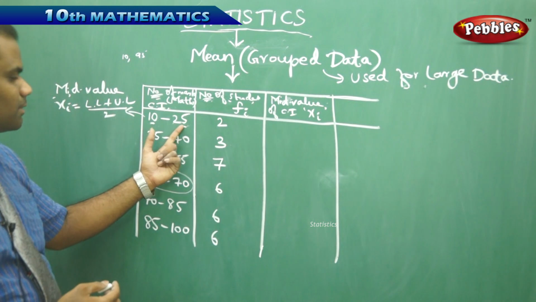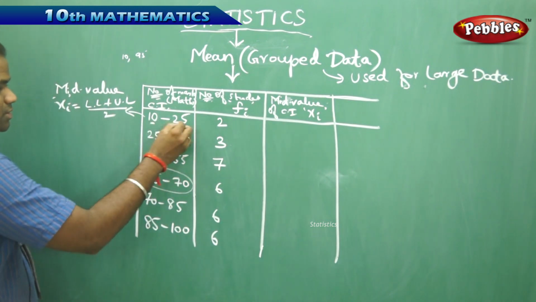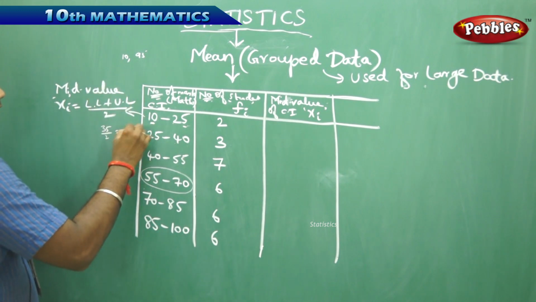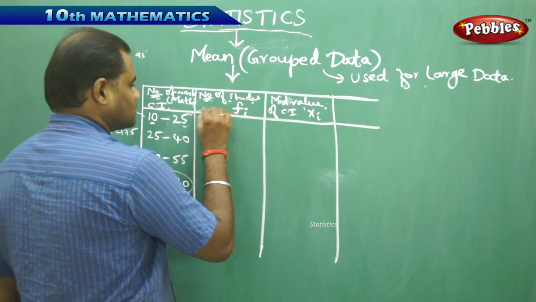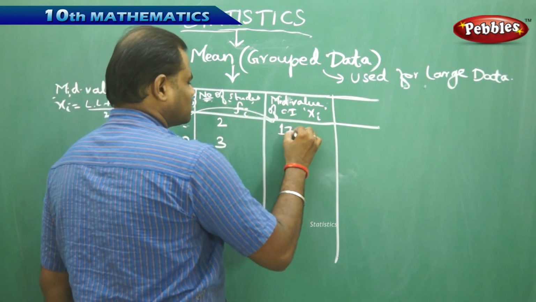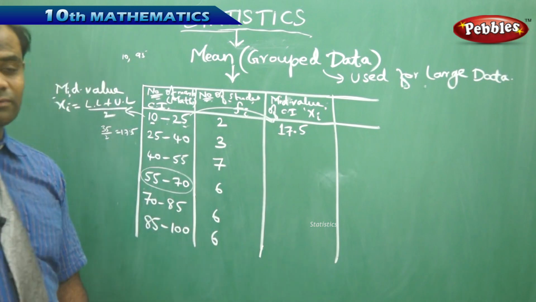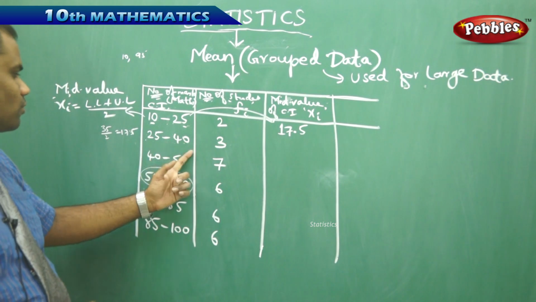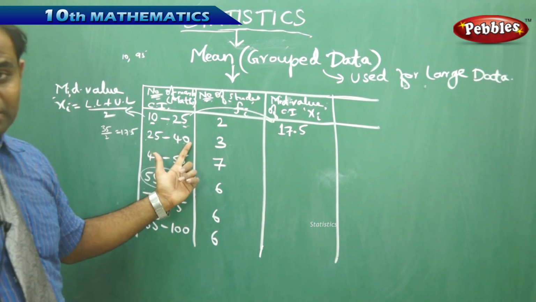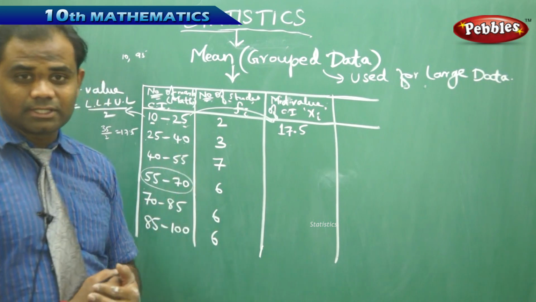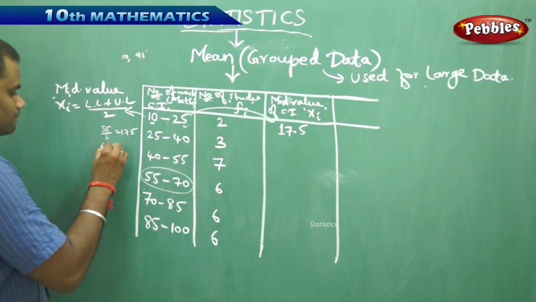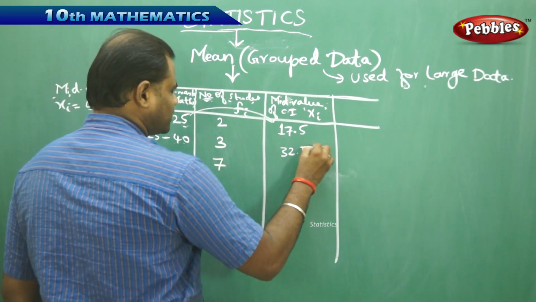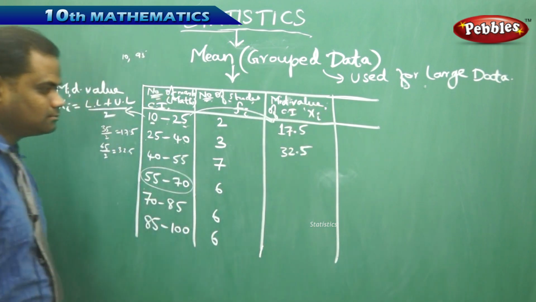So lower limit plus upper limit by 2, in this case 10 plus 25 by 2, that is 35 by 2, which is 17.5. Therefore, the mid value of this class interval is 17.5. Similarly, for the class interval 25 to 40, the lower limit is 25 and the upper limit is 40. So 25 plus 40 is 65 by 2, which is 32.5.